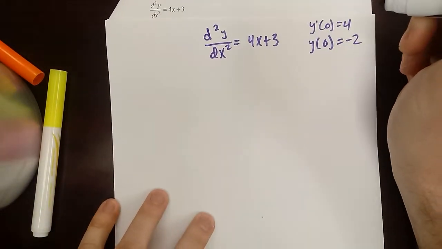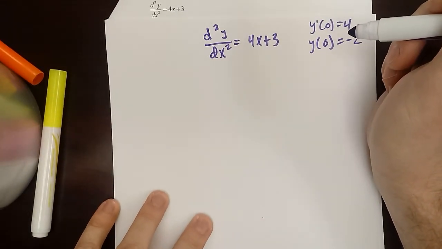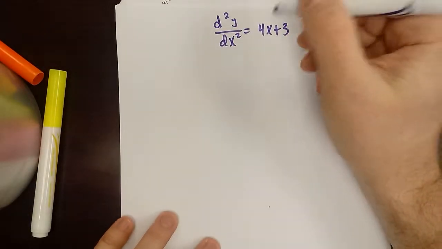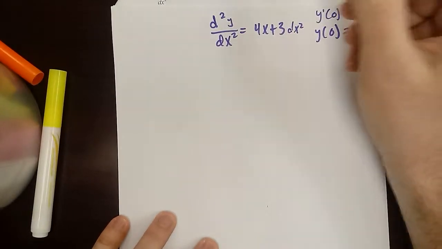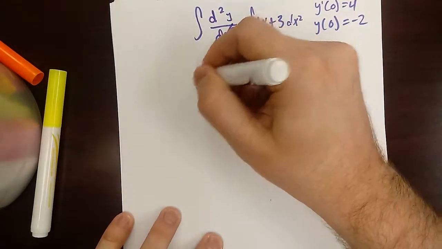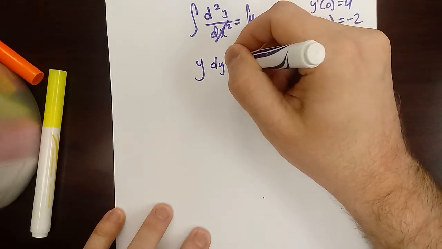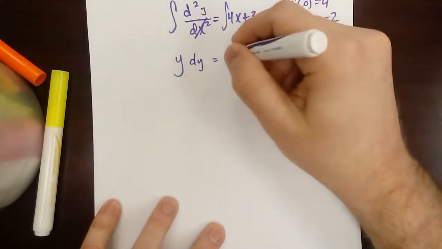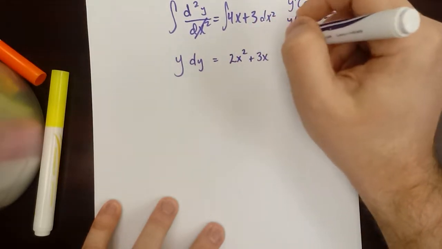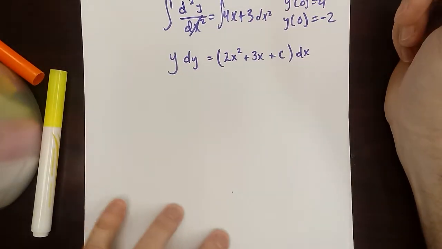Okay, let's see. Hey, there's no y's over here. So when I separate my variables, I got my dx squared over here. We're going to integrate that. On the left-hand side, we get y dy. And on the right-hand side, we're going to get 2x squared plus 3x plus c dx, right?